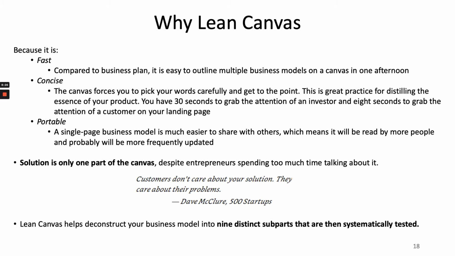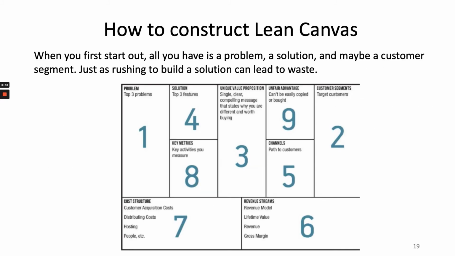So it's not only about the idea, the solution, but it's about the problems you're solving and why you are unique and so on. So it's not only solution. Lean Canvas helps deconstruct your business model into 9 distinct subparts, I told you already, and they are systematically tested.